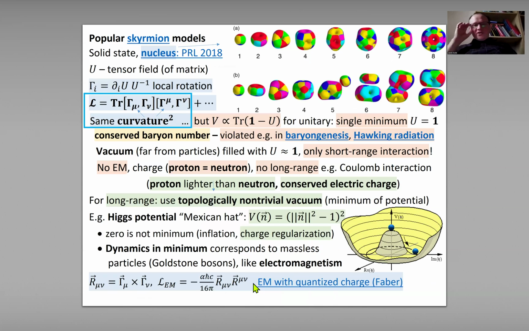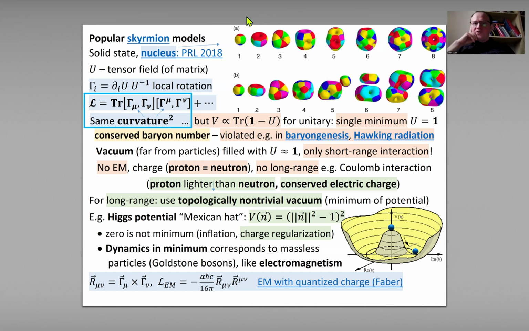Okay, regarding similar models, there are these Skyrmian models I have mentioned, and one of the terms they are using is practically the same as I'm using. So it's also curvature squared. This is very similar, and they get these models of nuclei like here, and they are very popular. However, there are some differences. The main difference between our views is that they interpret topological charge as baryon number. Instead, we interpret it, with Manfred Faber, as electric charge.